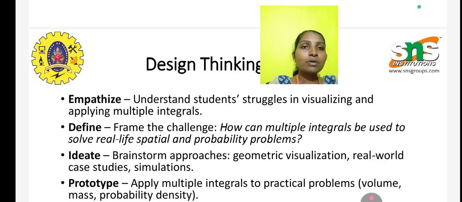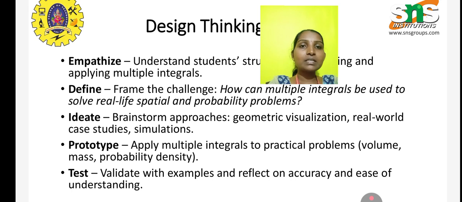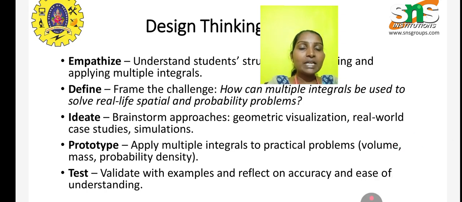Next step is to frame the challenge. How can multiple integrals be used to solve real life spatial and probability problems? Next is ideating. Ideating means formulation. Brainstorm approaches, geometric visualization, real world case studies and simulation also help in formulating the problem. Next thing is to prototype. Prototyping means applying multiple integrals to practical problems like volume, mass or probability density, or even a case study will do. Now testing. Validating with examples and reflecting on accuracy and ease of understanding is also the major concept under testing.